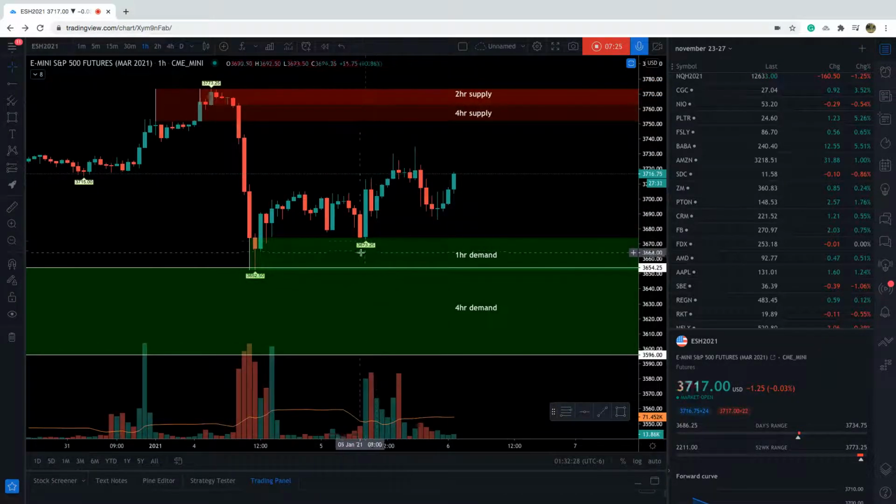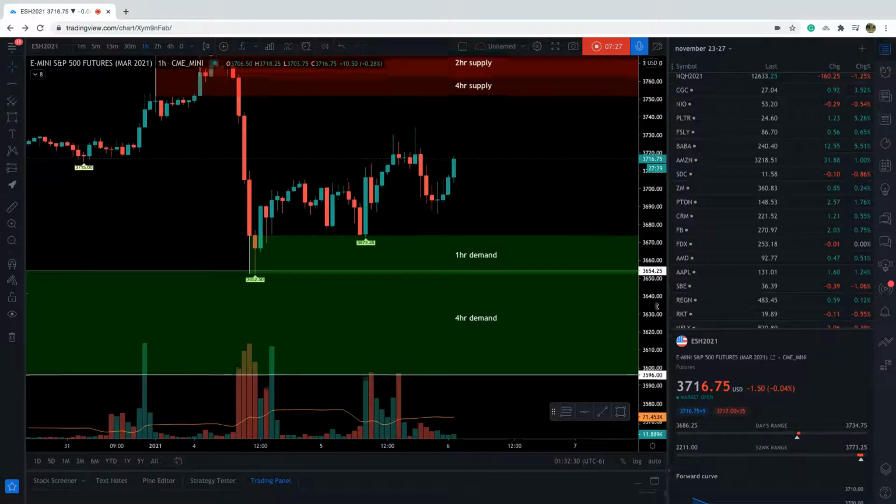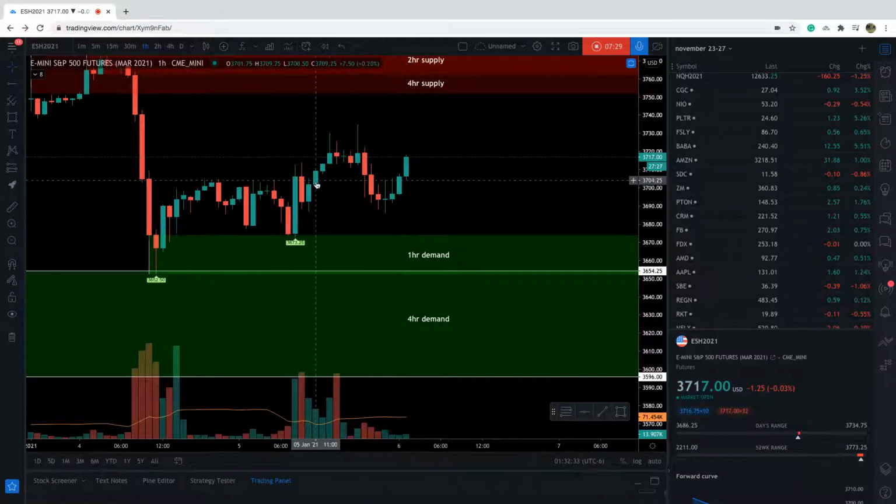So you see that nice reaction. We're on a smaller time frame now, so you're not waiting for weeks for this zone or this zone to react. You can just do it intraday.